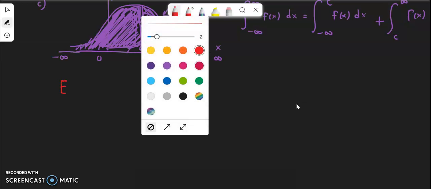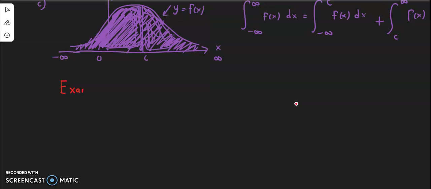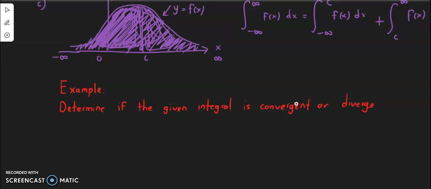This example says: determine if the given integral is convergent or divergent. That's the first point here. Then find its value. The integral is given from minus infinity to 0 of 1 over the square root of 3 minus x dx.